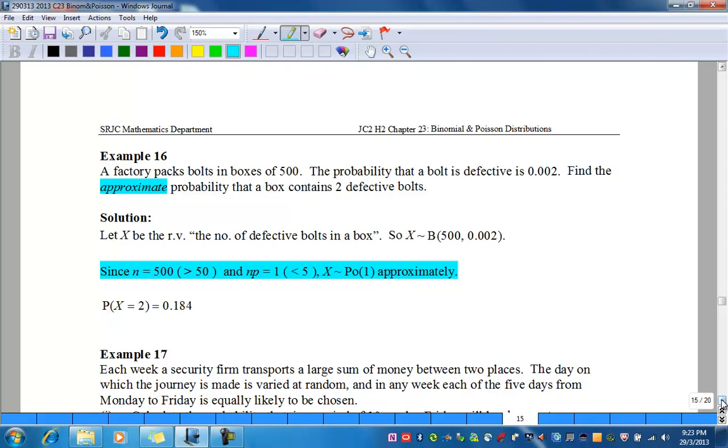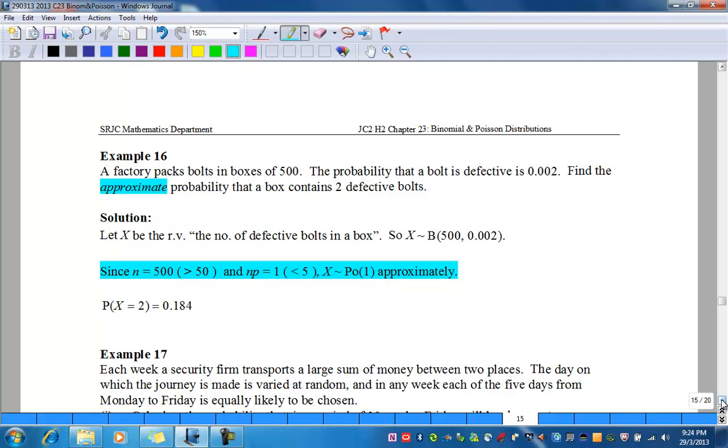A factory packs bolts in boxes of 500. The probability that a bolt is defective is 0.002. Find the approximate probability that a box contains 2 defective bolts. Now, just by looking at this question, we know that x follows a binomial distribution with n as 500 and a probability as 0.002, which is rather small, and n is large.